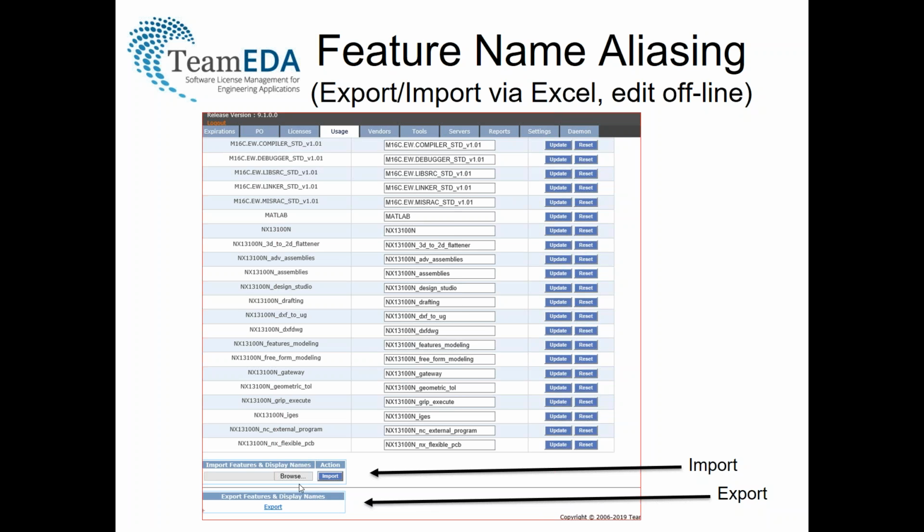Well, now you can export the table. This could be a very long list. I mean, it's not uncommon. You might have 1,000 features here. You can export them, clean them up offline or change them offline, save it, browse to it, import, and then it'll automatically update all the feature names for you. So this allows you to do feature name aliasing offline. And of course, you can always export it again and change names and do whatever you want.